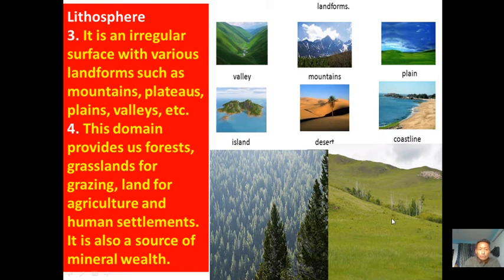Suppose right now you are living in your own home. Your home is a concrete structure made up of cement, and that cement is made up of minerals, the gypsum mineral. That mineral is a non-metallic one. You have window panels and doors. All these are made by different metallic minerals. It may be aluminum, it may be iron. So the lithosphere is the source of mineral wealth of a particular nation or country.